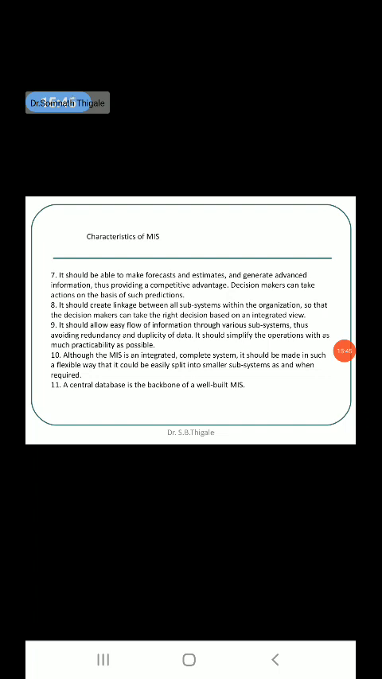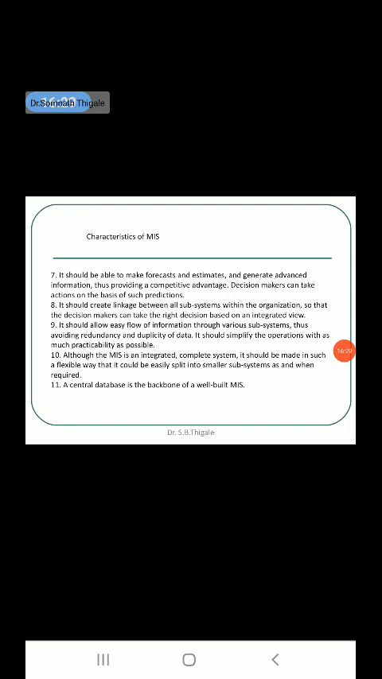It should create linkage between all the subsystems within the organization so that the decision maker can take the right decision based on the integrated view. It should also, or simply I can say it should, allow easy flow of information. It means there will be no restrictions on moving data from one department to another department. It should simplify operations as much as practically possible. Although the MIS is an integrated complete system, it should be made in such a flexible way that it can easily split into smaller subsystems as and when required.